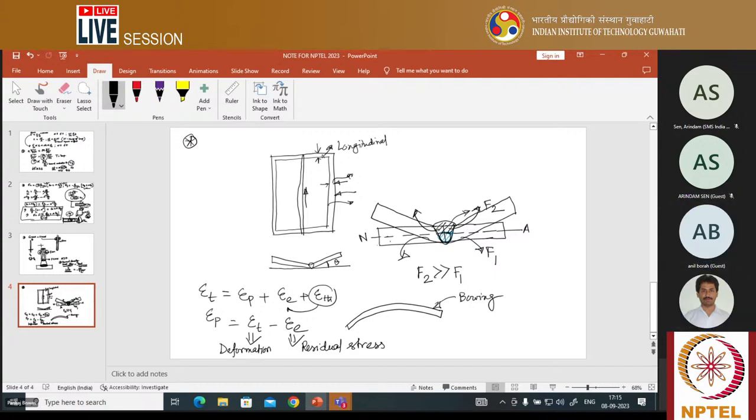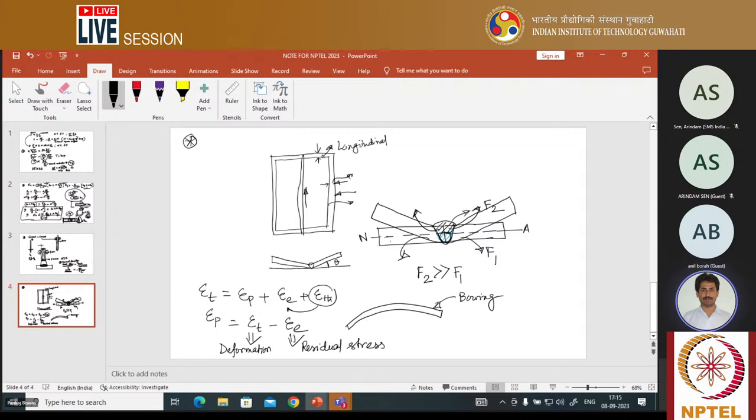Professor Ronil? Yeah, right. Can you recall this thing? This epsilon p is called inherent strain. That means plastic strain. Plastic strain is equal to total strain minus elastic strain. So the deformation part is coming due to this total strain. What I'm telling, understand? And from elastic strain, generally residual stress is coming.